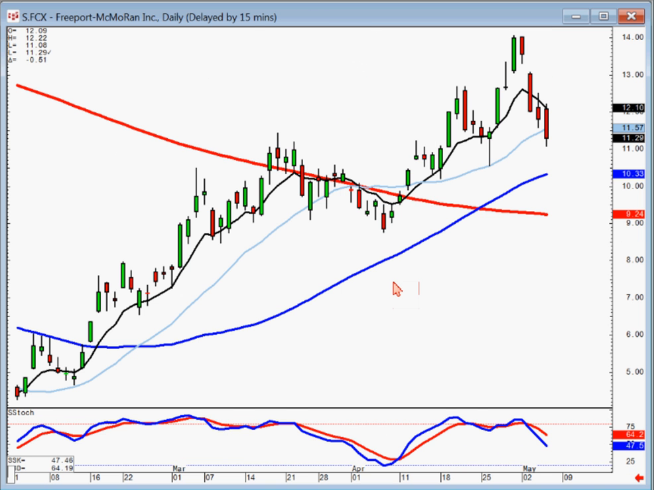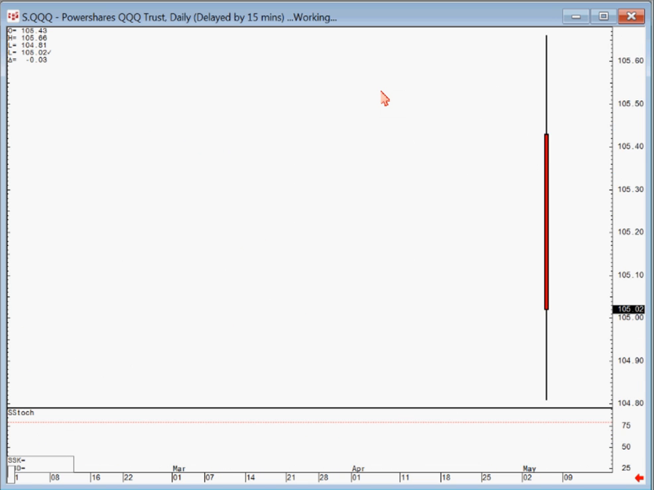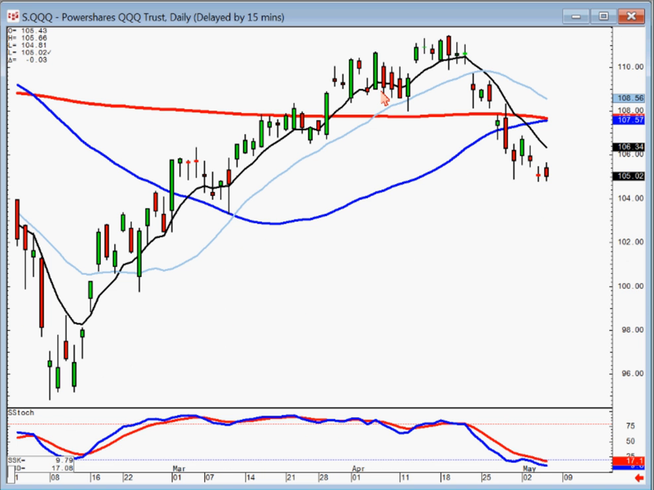Freeport, you stay short on this one. Anytime you see those gap downs, especially down through the T-line, you want to stay short until you see the next buy signal. The Qs, nothing here yet. Still trading down. You haven't had a buy signal.